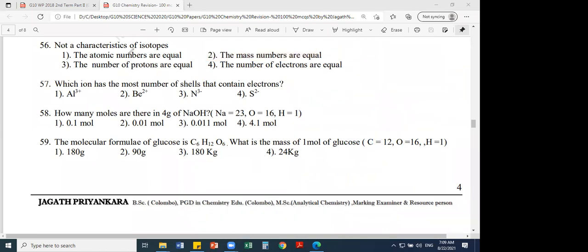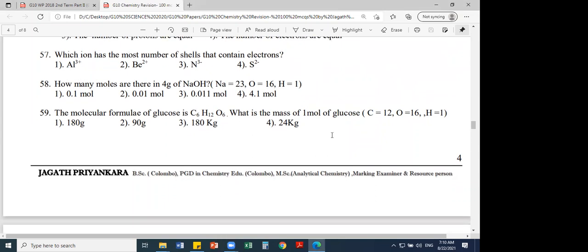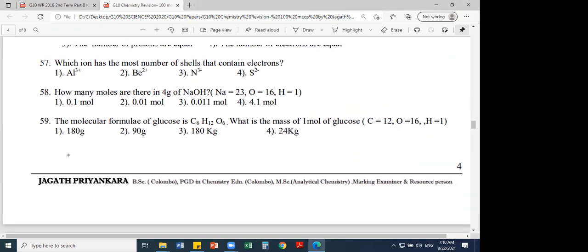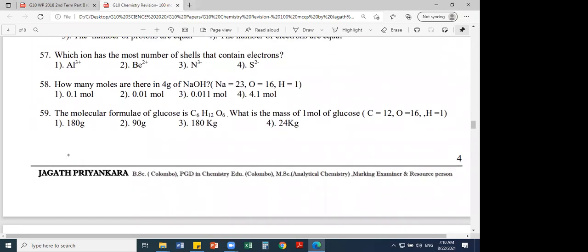Right. Then question number 57. Which ion has the most number of shells that contain electrons? Very good question. Who can give me the answer for the 57th MCQ? Any volunteers? Ayad? Netu? The fourth answer. Okay, very good. Answer is fourth. How come?